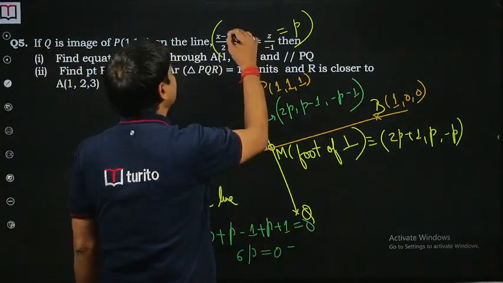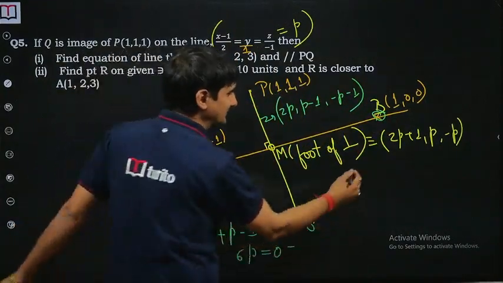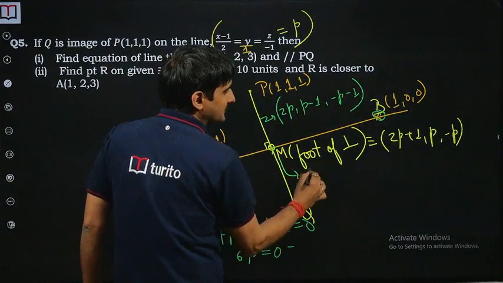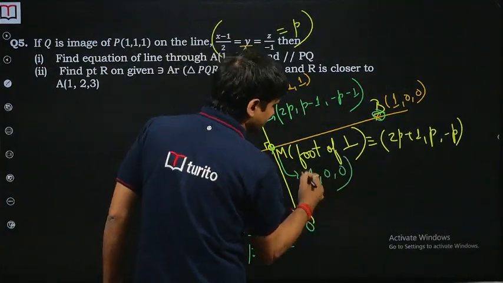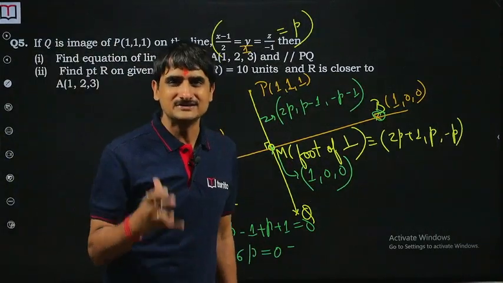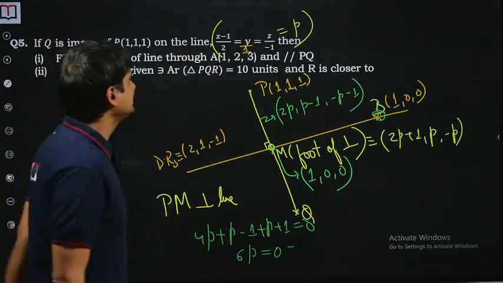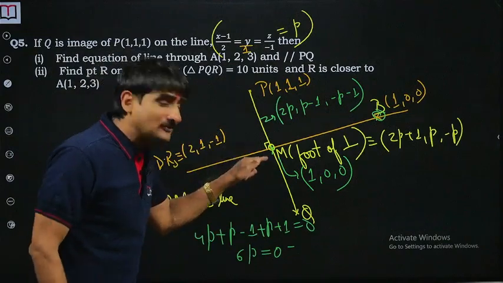So that means this point itself is the foot of perpendicular, because when you put p equal to 0, M comes out to be 1, 0, 0. That's a coincidence. I didn't even think about it. A big coincidence here that we got p equal to 0. Anyways, now you have the foot of perpendicular.